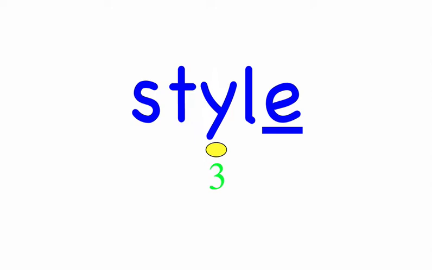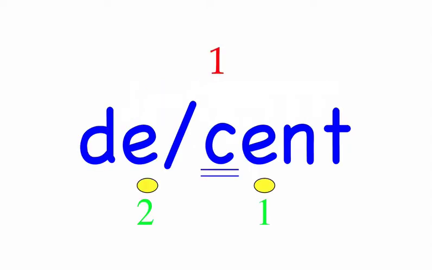Decent. Decent. She is a very decent person. De, 2 sounds: d, e. Scent, 4 sounds: s, e, n, t. Decent. Mark the word.